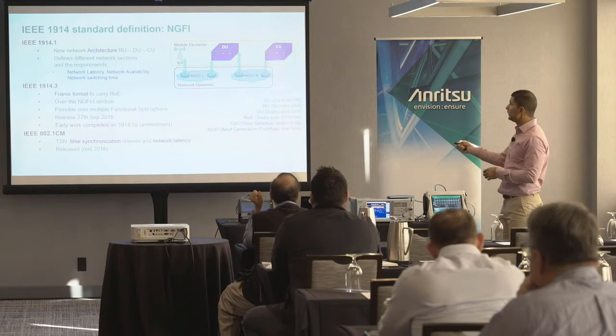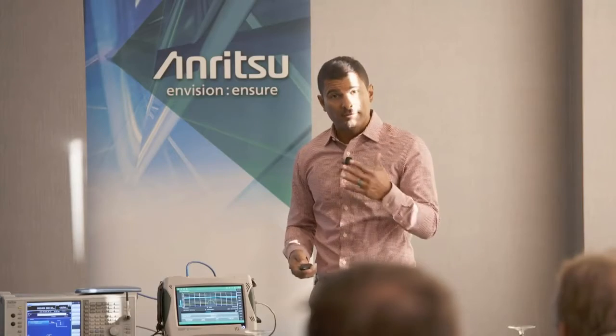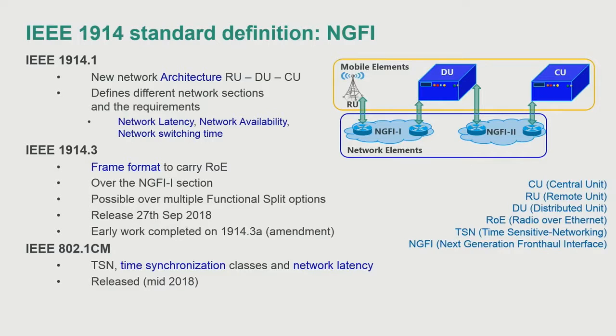Now in the past for 4G, this was all one unit, right? This was all the baseband unit. But in 5G, they're splitting the functions up and identifying them as NGFI 1, that's your fronthaul, and NGFI 2, that's your midhaul. Your backhaul is still coming out from the CU here. Why is this important? Because once you identify this new network architecture, you have different flexibility on where you want your traffic to go based on network latency, network availability, and network switching time.